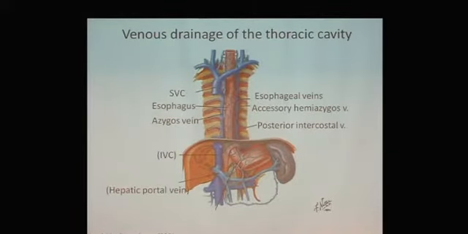Venous drainage from the thoracic cavity essentially follows the arterial supply. So there are intercostal veins and esophageal veins. There are bronchial veins, and those drain into the azygous system of veins that then drain into the superior vena cava. So again, this is bringing deoxygenated blood from the structures in the thoracic cavity and from the thoracic wall.